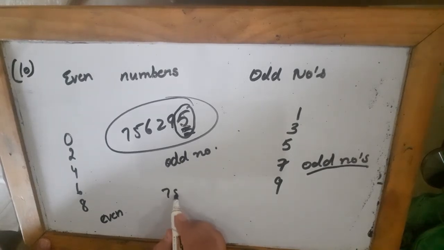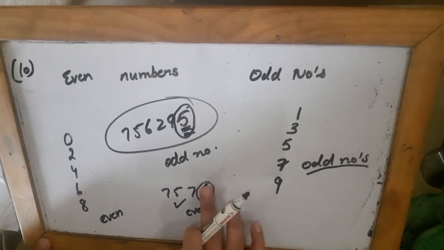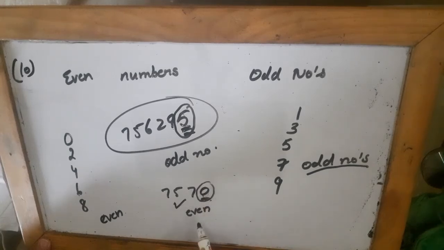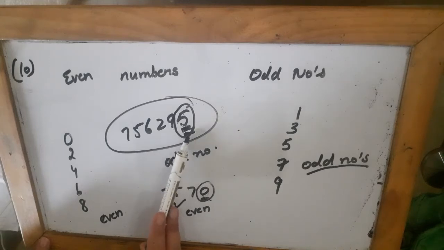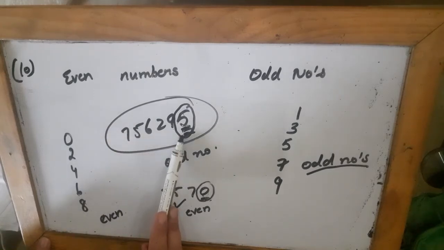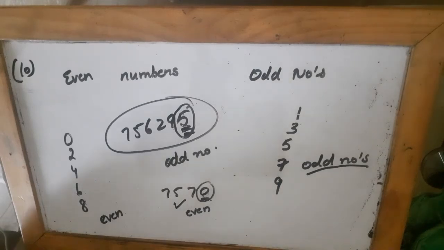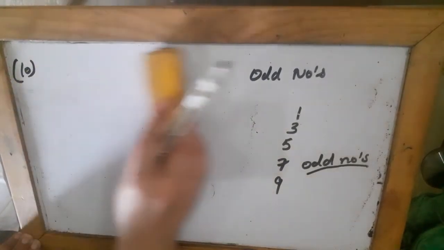Okay, now if I have a number like this, which number is this, even or odd? If I look at the last digit, this last digit is 6, which is a multiple of 2, which is divisible by 2, so this is an even number. Even if at the last you have a 0, that also is an even number. So we'll look at the last digit. If it is divisible by 2, if it is 0, 2, 4, 6, 8, then it is an even number. If it is 1, 3, 5, 7, 9, it is an odd number.